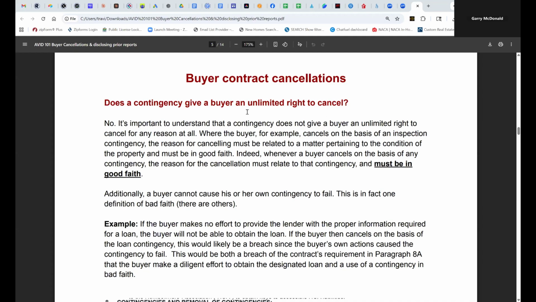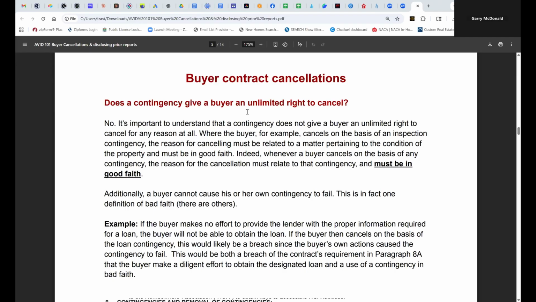Does a contingency give a buyer an unlimited right to cancel? It does not. It's important to understand that a contingency does not give a buyer an unlimited right to cancel for any reason at all. Where the buyer, for example, cancels on the basis of inspection contingency, the reason for canceling must be related to a matter pertaining to the condition of the property and must be in good faith. And it says in the contract it must be in good faith too. That gets scrutinized when disputes arise: was it made in good faith or not?